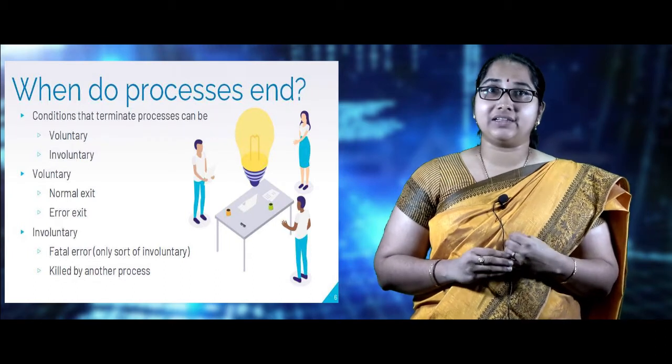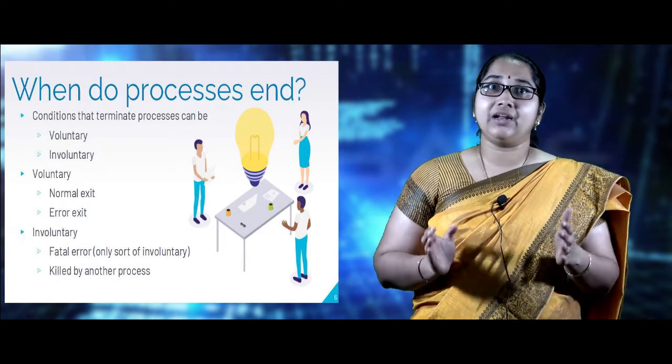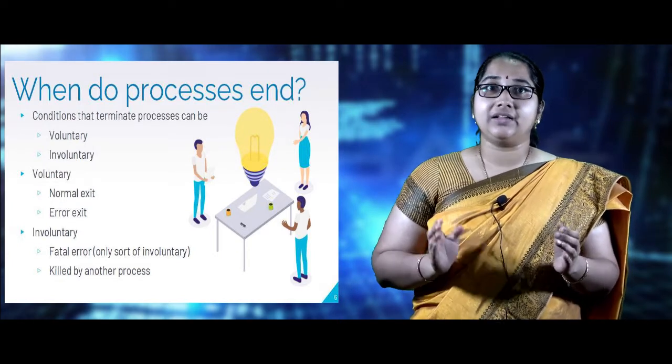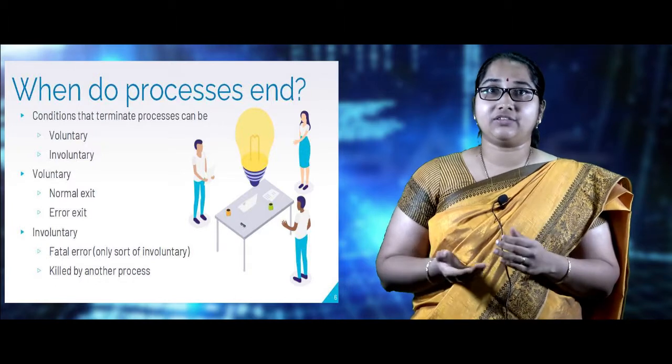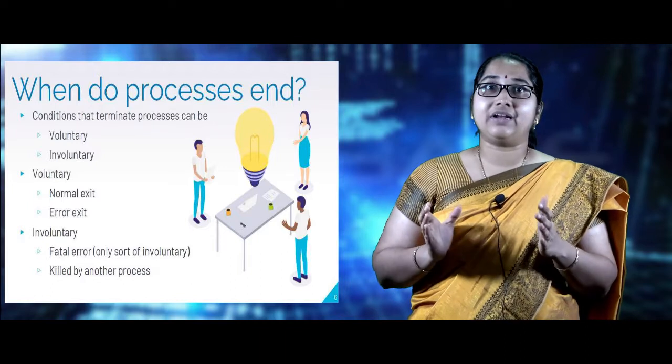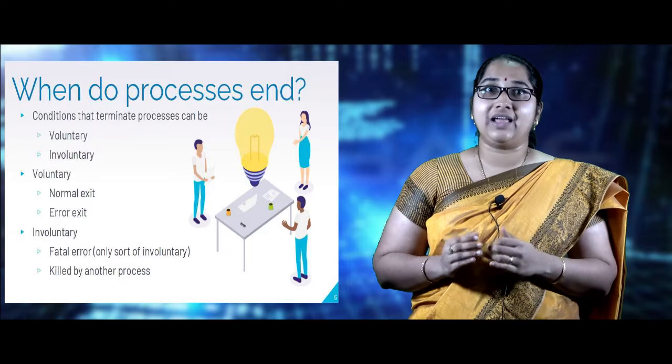One is normal exit and another one is error exit. Whenever a process is executed and the execution is completed, then the process is voluntarily exiting or terminating. This is called as normal exit. Whenever an error occurs when the process is getting executed, this is called as error exit.